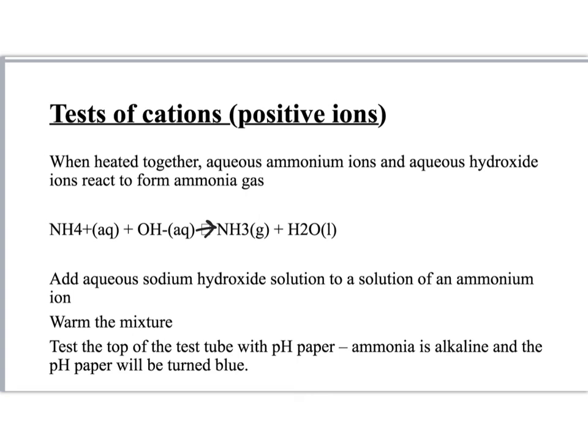So you add the aqueous sodium hydroxide solution and warm it, and then you test the top of the test tube with some pH paper, because you will get ammonia produced, but you won't get enough ammonia produced to see bubbles. So you need to test the top with pH paper, and if you test the top and it is alkaline, you know that you have produced ammonia gas and the pH paper will go blue.